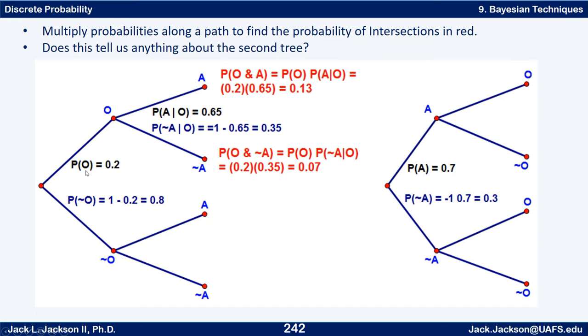Okay, so let's put this in context again. This is the probability that they were judged outstanding, ranked outstanding. That's a 0.2. The probability that they're outstanding, given that they were judged by panel A, is 0.65. The probability that they're both outstanding and judged by panel A is 0.13. The probability that they're outstanding, given that they're judged not by panel A, by some other panel, is 0.35. And the probability that they're outstanding and judged by another panel is 0.07.